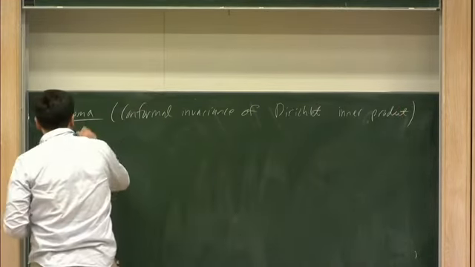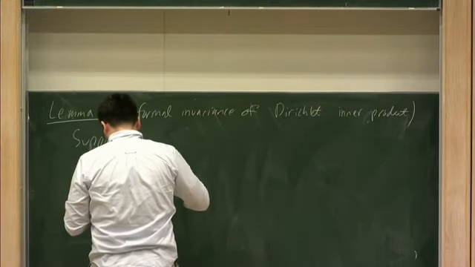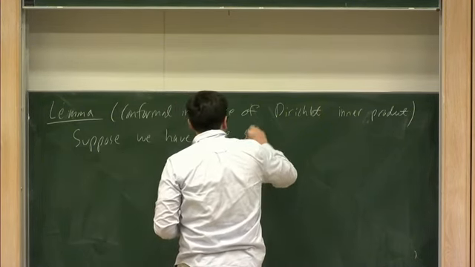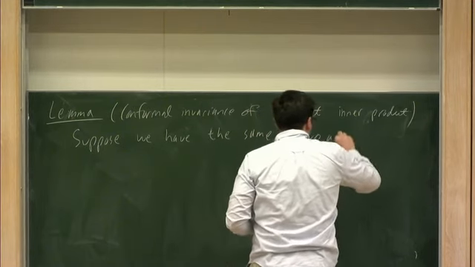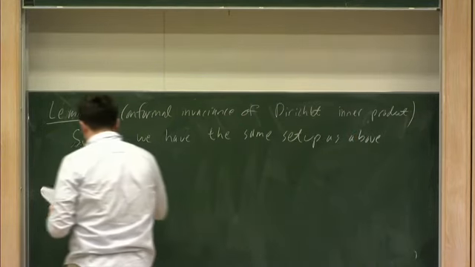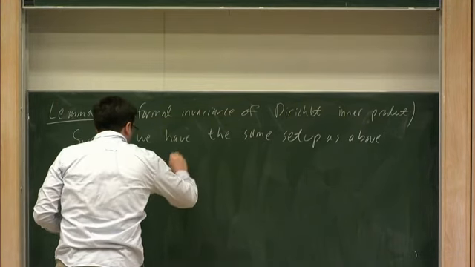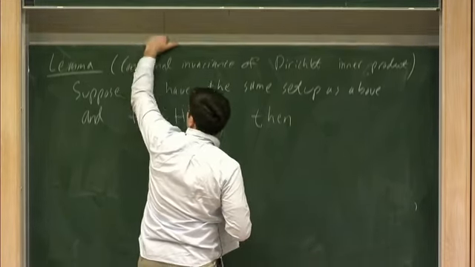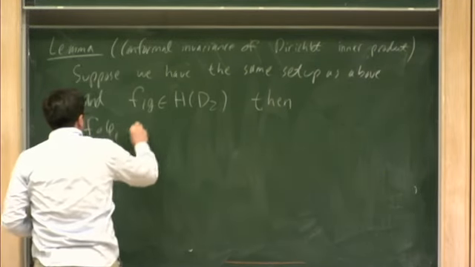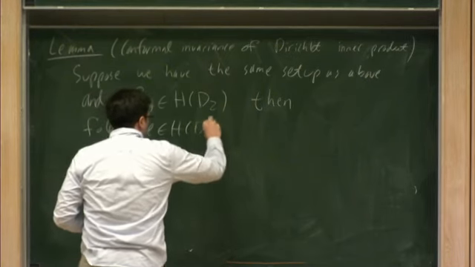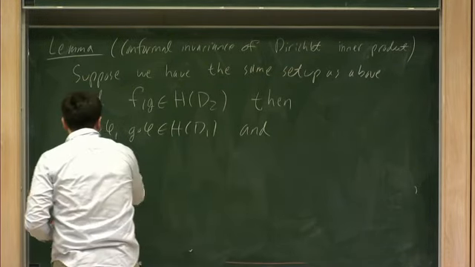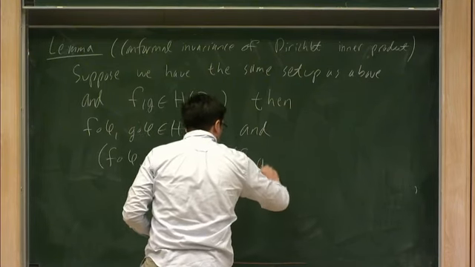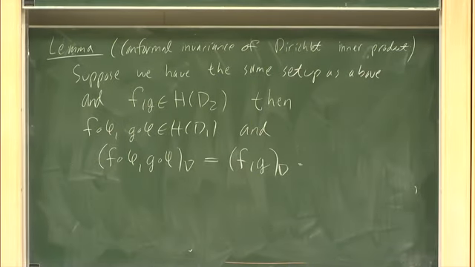And what this says is that if you have the same setup as in the previous proposition, and we have two functions, f and g, which are in H of D2, then it's true that f composed with phi and g composed with phi are both in H of D1, and the inner product of f precomposed by phi and g precomposed by phi is just equal to the original inner product of f and g. Okay, so this is the conformal invariance of the Dirichlet inner product.